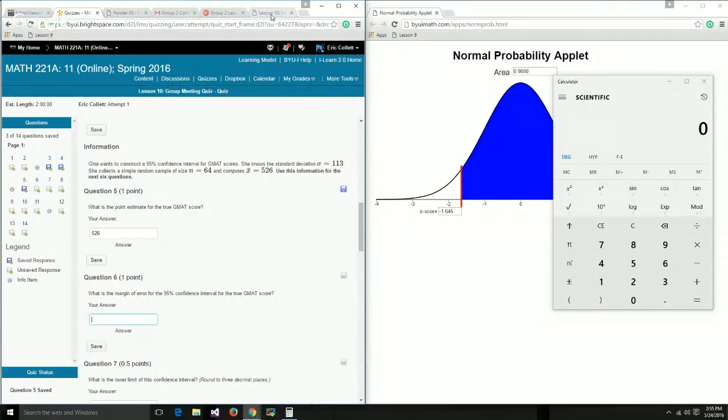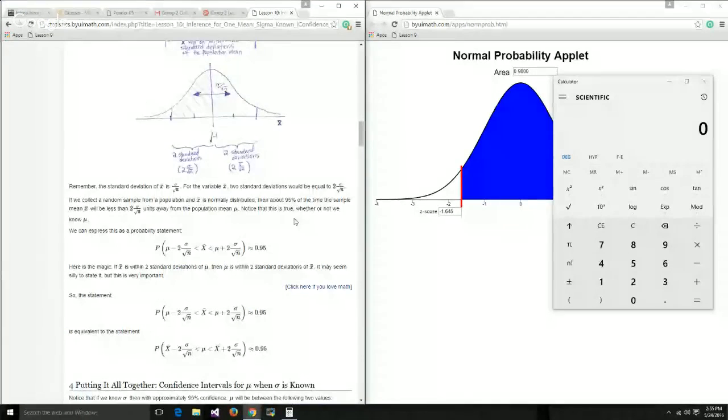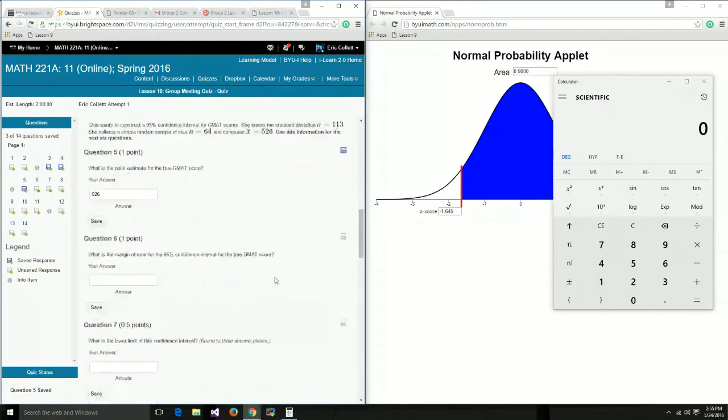Is the margin of error the same as the confidence interval? I don't think so, but we'll see. Sorry, was that directed at me? Oh, I was just asking Lucy, a general question. Well, we can do this.